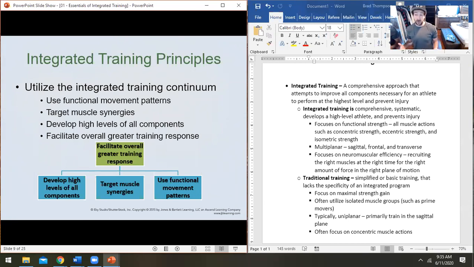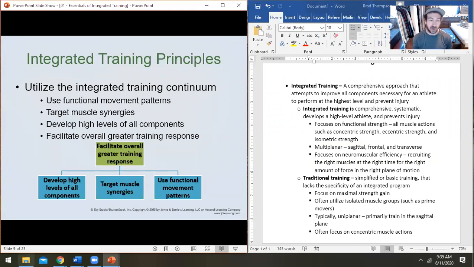So integrated training is going to focus on the more functional movements. We're also going to target muscle synergies. We're going to focus on working muscles together the way they're designed to work together. I'm not just going to strengthen my anterior or medial deltoid. I'm going to get all of my deltoids and my rotator cuff, and I'm going to stabilize my scapula the entire time, right? So rather than traditionally doing shoulder presses, I'm doing external rotations, I'm doing pulls, I'm doing a lot of things to focus on stabilizing that entire shoulder girdle rather than just moving the shoulder joint.